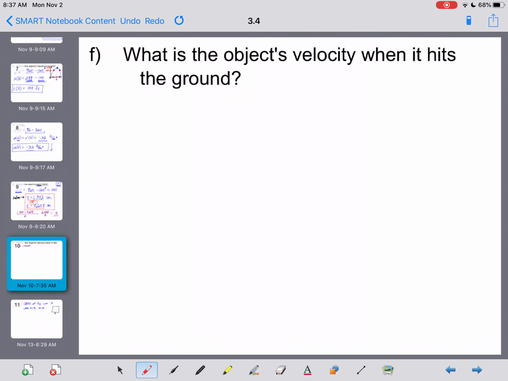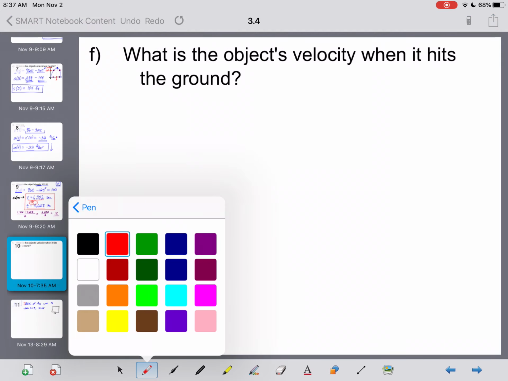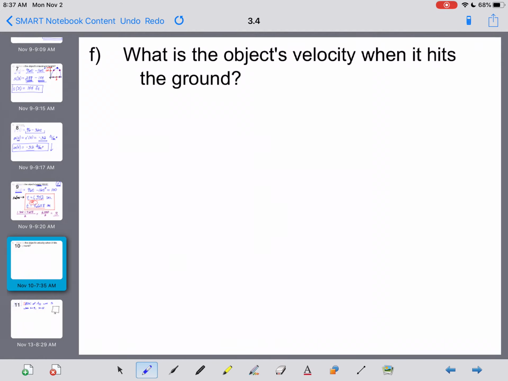Okay, just about done with this example, guys. This is always the question people are curious about. What is the object's velocity when it hits the ground? Interesting. So the question is velocity. So we're going to need our v of t function at the end of all this. But the next question is when it hits the ground.